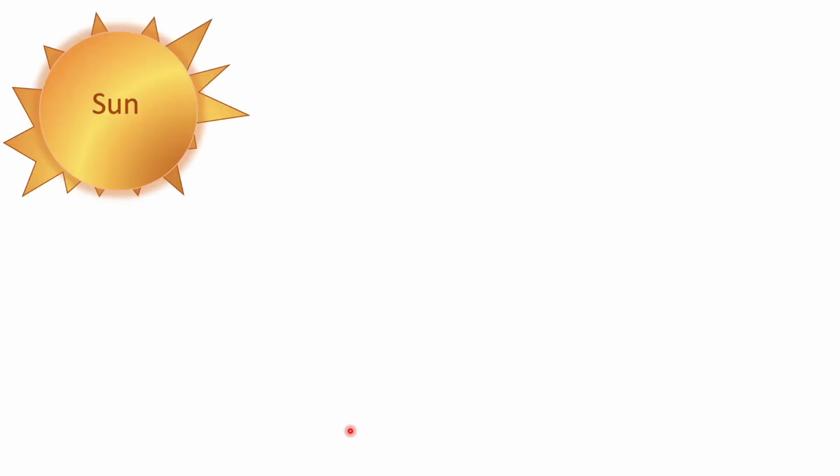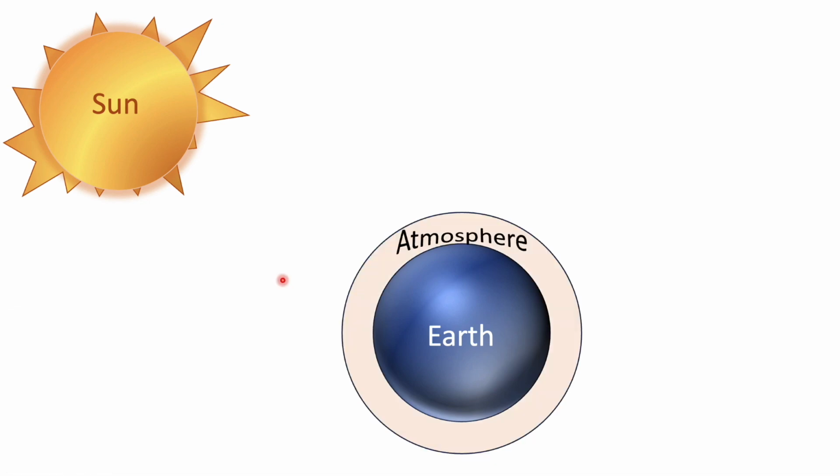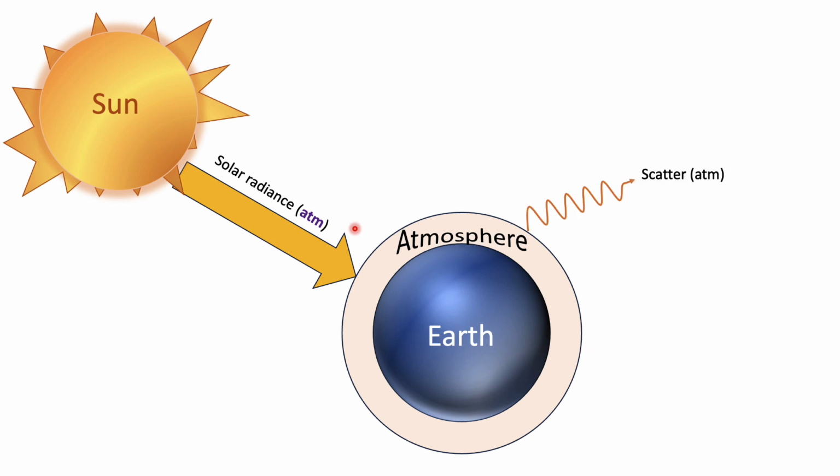Let us look at this in the pictorial form. In our solar system, the sun emits solar radiation which reaches our earth. Once the solar radiation reaches the earth, it interacts with the atmosphere, which plays a key role in modifying the amount of energy reaching the surface of the earth. The atmosphere scatters and absorbs sunlight, reducing direct solar radiation and creating diffused radiation.